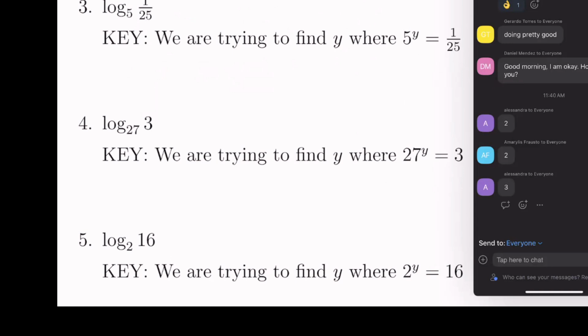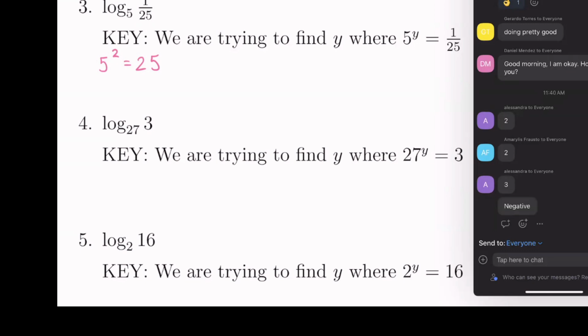What about number 3? 5 to what power is 1 over 25? Well, we know 5 squared is 25. How do we make that 1 over 25? Negative. Thank you. Yes. So this gives us negative 2.